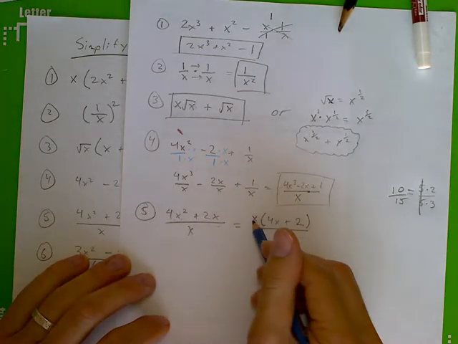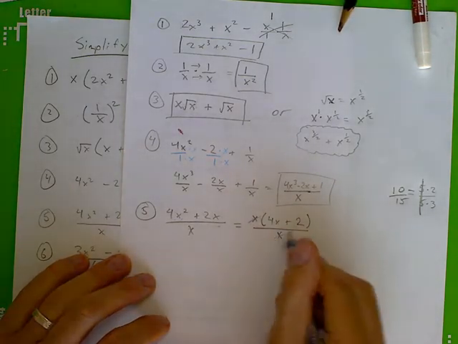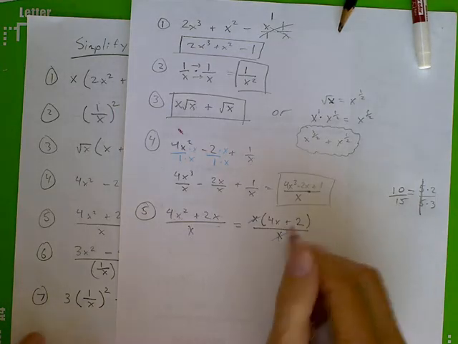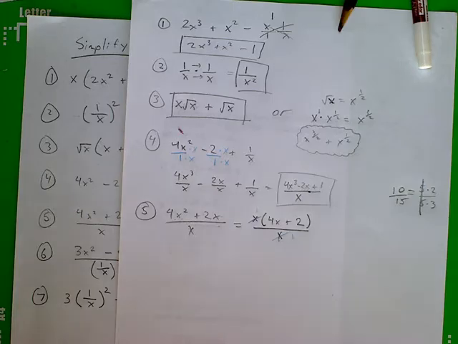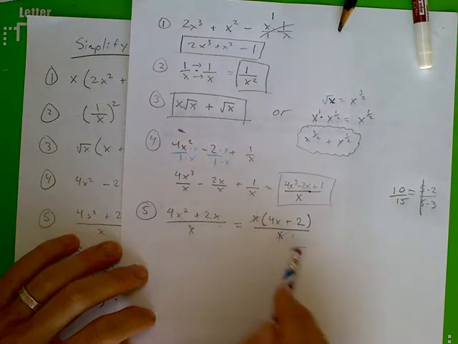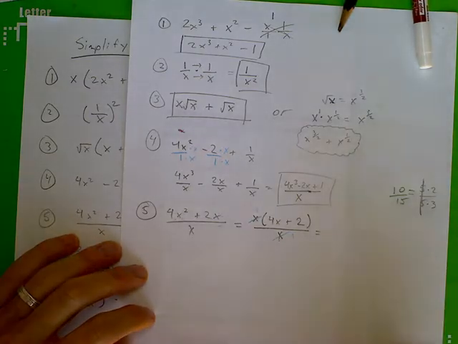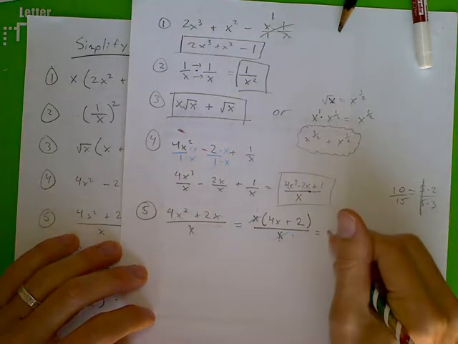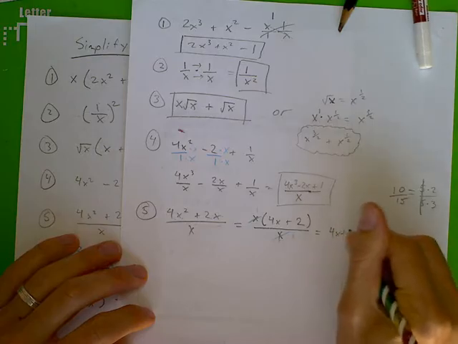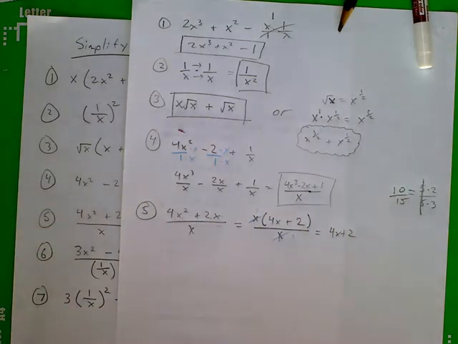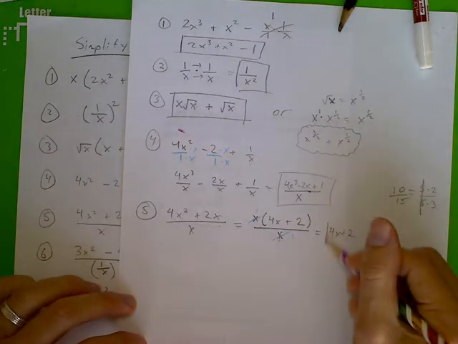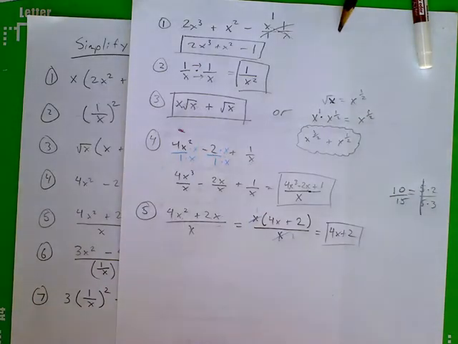x is a factor of the top, x is a factor of the bottom. So x divided by x is 1 over 1, like so. So essentially those go away. So what am I left with? Yeah, I'm left with 4x plus 2. So 1 times 4x plus 2 divided by 1. Just 4x plus 2. So I reduced my fraction.